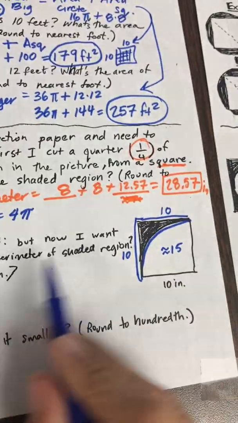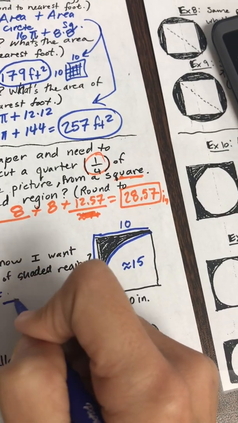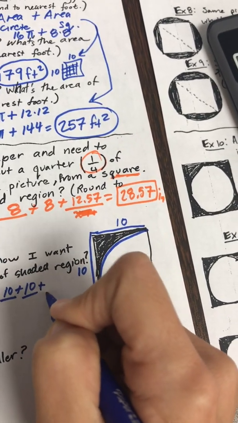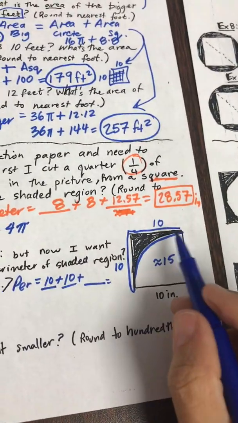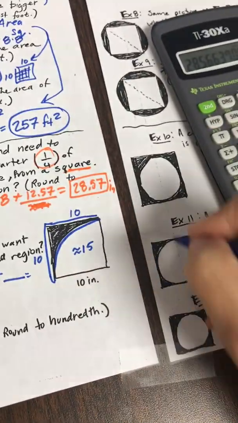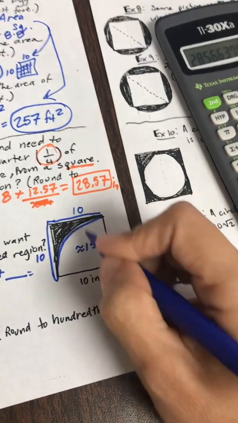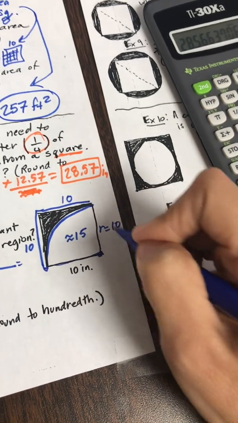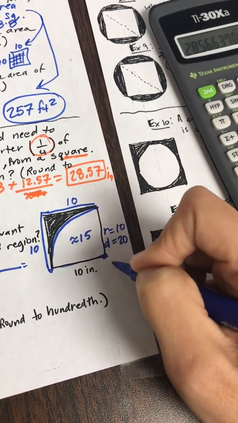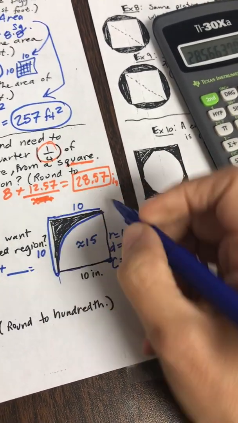So using these same ideas, my perimeter is still the same. It's 10 and some other number. Okay. And I need this arc length. So once again, there is a circle here, and I only want a quarter of the circumference, not the whole circumference. So the radius of this circle is 10 from the center to the edge. And the diameter would be 20, and the circumference would be 20 pi. But I don't want all 20 pi. I think this would be a quarter of it.